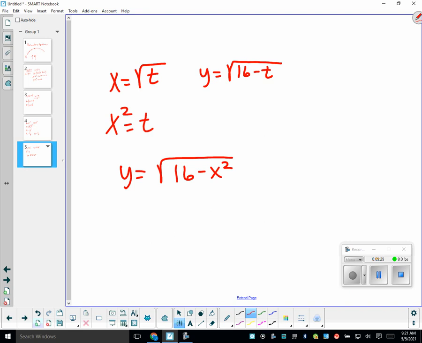Can I square it? You're asking, y squared equals 16 minus x squared, the radical of 16 minus x squared? Yeah, that is what I'm asking. You cannot. So this could be the answer, or this can be the answer.